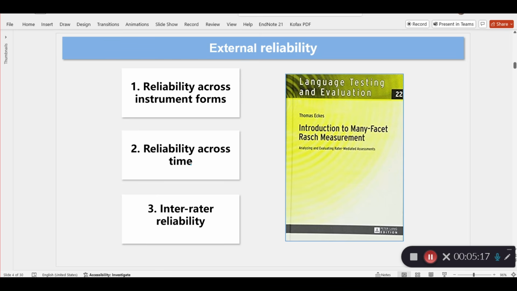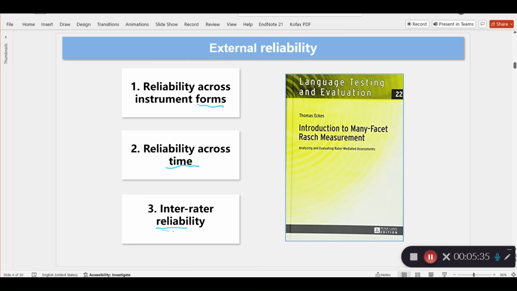Okay, now external reliability. What is external reliability and how do we measure it? Well, as I mentioned before, external reliability has at least 3 types. One is the reliability across instrument forms. And the second one is reliability across time, as I mentioned before.